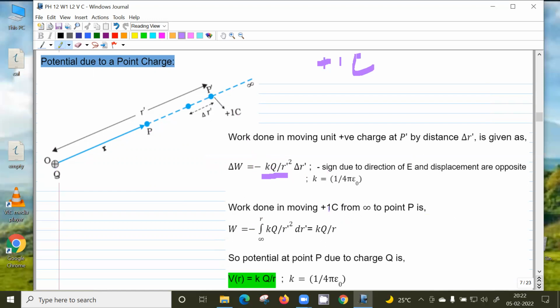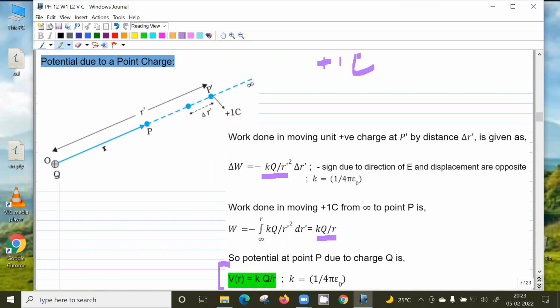So work done in bringing the positive charge from infinity to that point, we have to integrate this. Instead of delta r, we have to put dr. And the integral of r raised to the power minus 2 will become r raised to the power minus 1, and you have to put the limits. 1 by infinity is 0, so it will become kQ by r. So the potential at point P is kQ by r. This is the formula you have to know. Potential due to a point charge at the origin at a distance r is kQ by r, where k is 1 by 4 pi epsilon naught. Electric field is kQ by r squared. Potential is kQ by r.